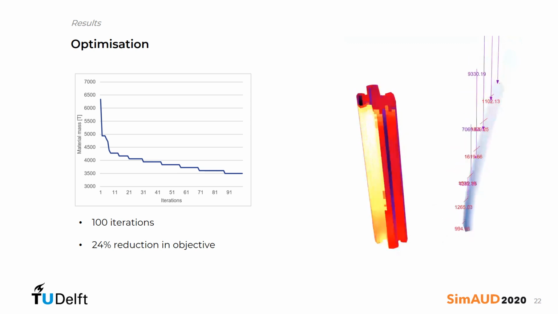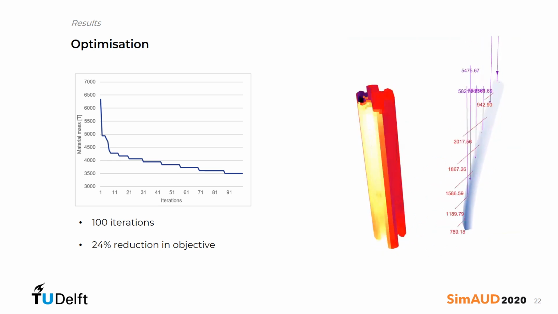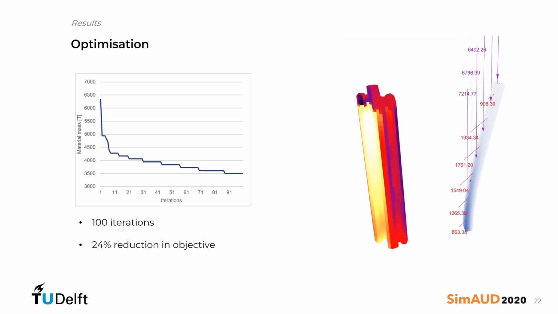You see here what the optimization algorithm is doing, where it's manipulating the geometry of the building and how that affects the force on the core of the building. After 100 iterations of this, it was able to come to an optimum which had a 24% reduction in the objective. That is a 24% reduction in the mass of concrete needed in the core in order to maintain the deflection of the original model.